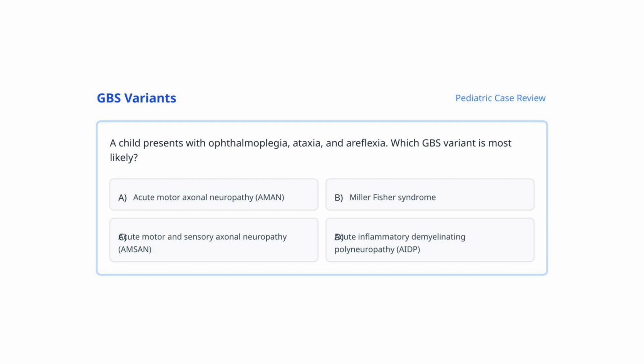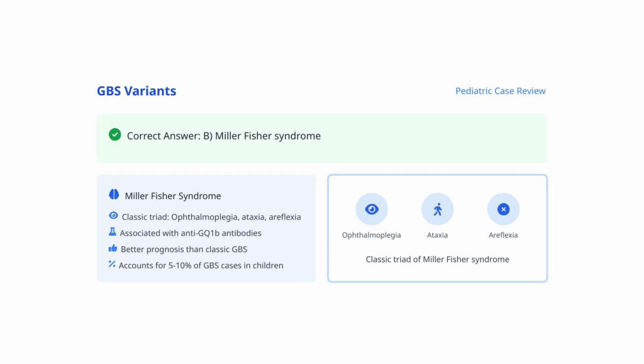Which Guillain-Barré syndrome variant is most likely? Is it A, acute motor axonal neuropathy, B, Miller-Fisher syndrome, C, acute motor and sensory axonal neuropathy, or D, acute inflammatory demyelinating polyneuropathy? The correct answer is B, Miller-Fisher syndrome.